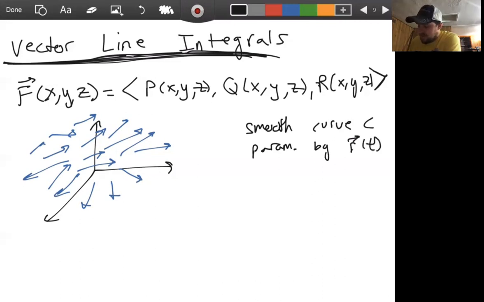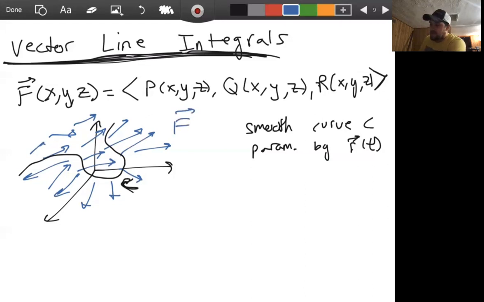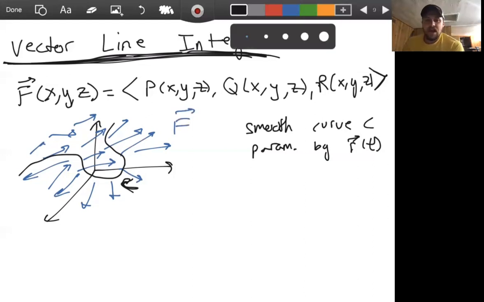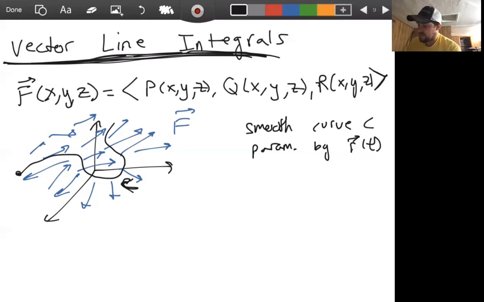And so maybe through here, we have some curve that behaves like this. We'll call this curve C. Remember, in blue is our vector field F. And to get an idea of what a vector line integral will tell us, let me also say here that the parameterization starts at time t equals a and ends at time t equals b.